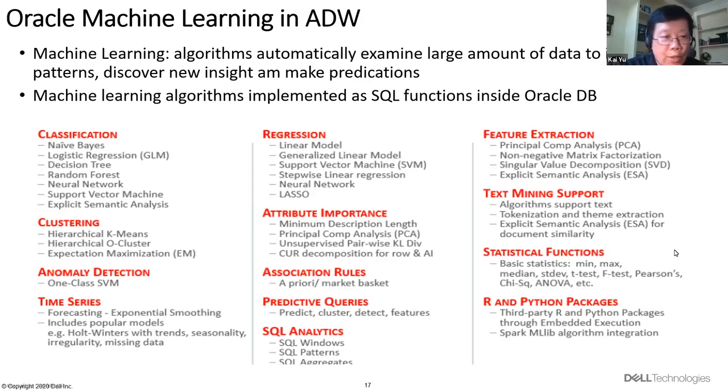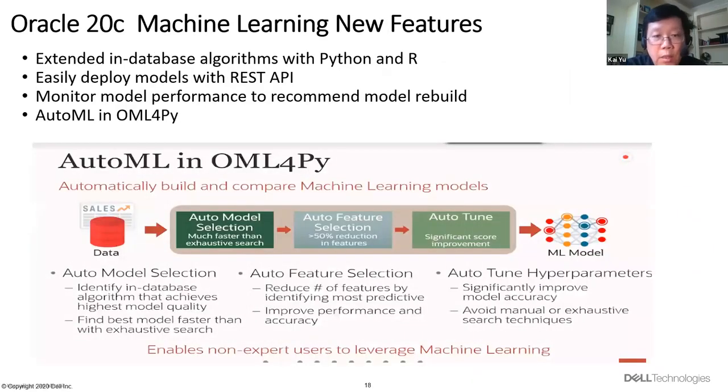You can see the most commonly used machine learning algorithms such as classification, clustering, anomaly detection, time series, and regression. So almost all of them you can use. We're going to pick one of the examples later on. Oracle developers sometimes mentioned that in Oracle 20c they are adding more features, so this is an area where Oracle actively develops new features.